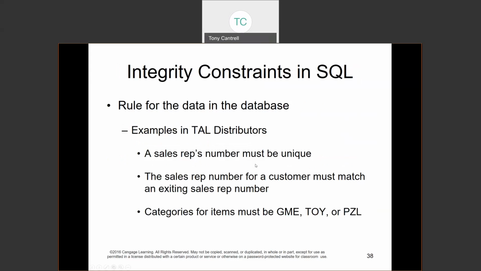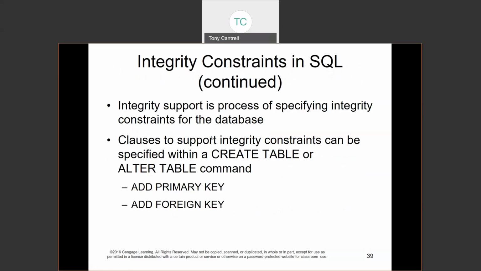Integrity constraints. Here's the rule in the data. The rule for the data in the database is what they call an integrity constraint. Sales rep number must be unique. Sales rep number for a customer must match an existing sales rep number. Category for items must be GME, TOY, or PZL. Integrity support is a process of specifying integrity constraints for the database. Remember, you can't allow users to enter in stuff that's not valid. For instance, they can't enter in a category that's not a valid category.